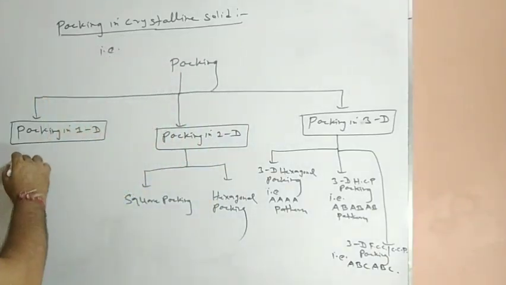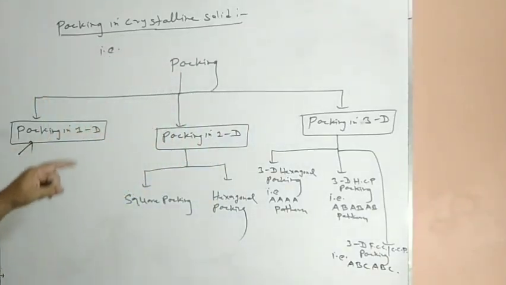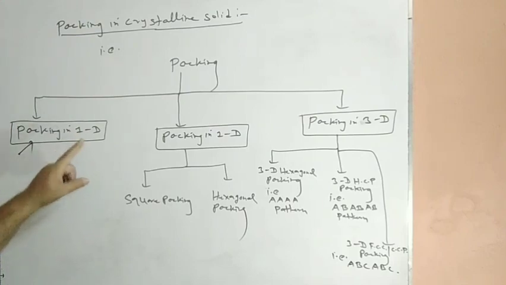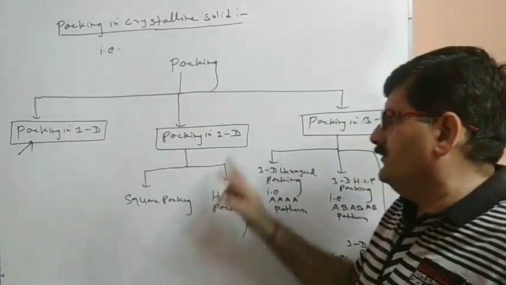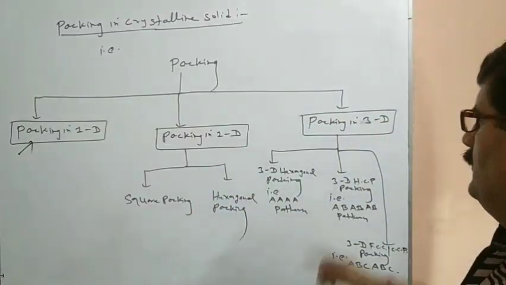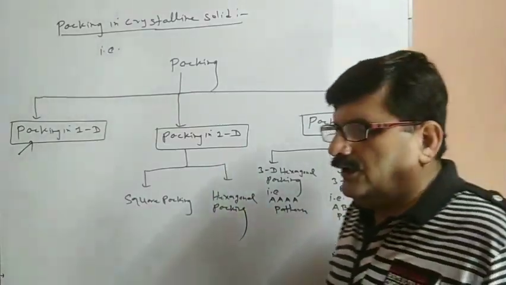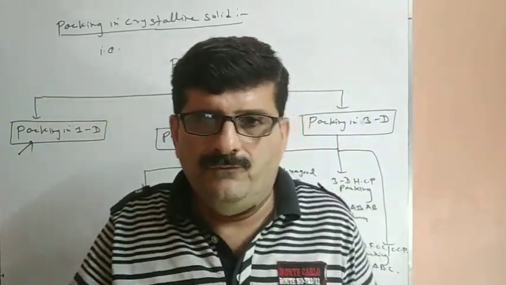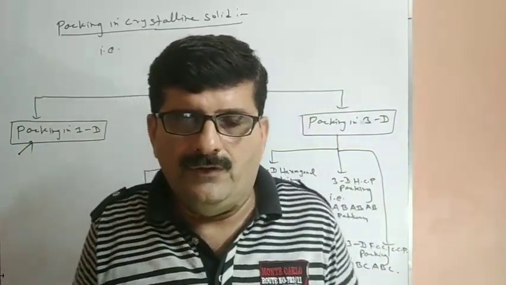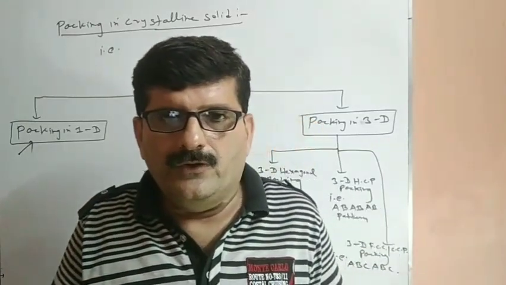In a nutshell we can say packing in one dimension is only one type, whereas packing in two dimensions is of two types, and packing in three dimensions is of three types. So, in the next lecture we will discuss all types of packing.